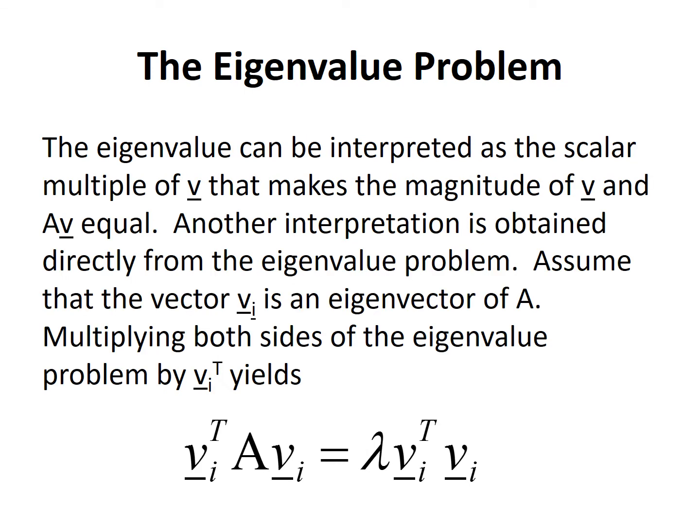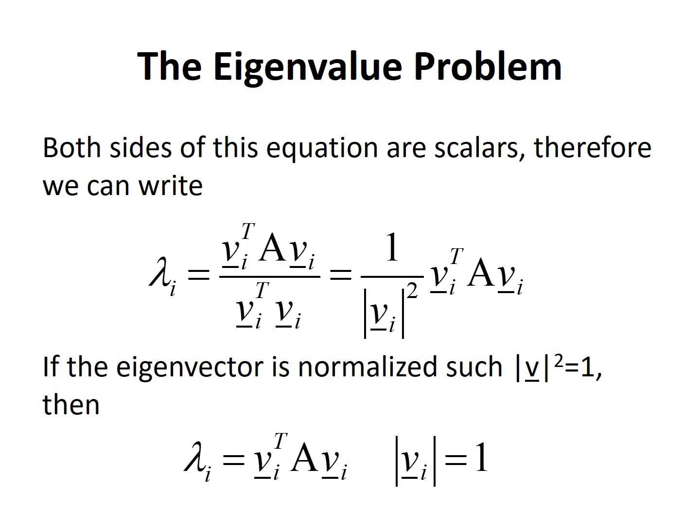Returning to the first expression in the previous chart, we can pre-multiply both sides of the equation by the transpose of the eigenvector v sub i. Note that once we do this, both sides of the equations are now scalars. You can confirm this by checking the dimensions of the eigenvectors and the matrix A. Now, since both sides of the expressions are scalars, we can divide both sides of the equation by the dot product of v sub i transpose and v sub i. Once we do this, we see that we have an equation for the ith eigenvalue. It is the ratio v sub i transpose A v sub i divided by the magnitude square of the eigenvector.